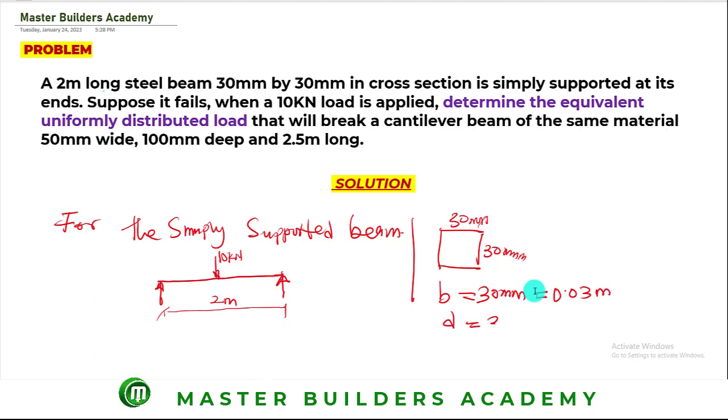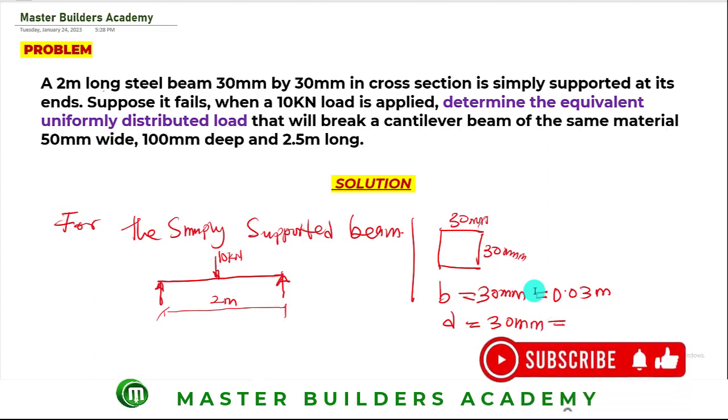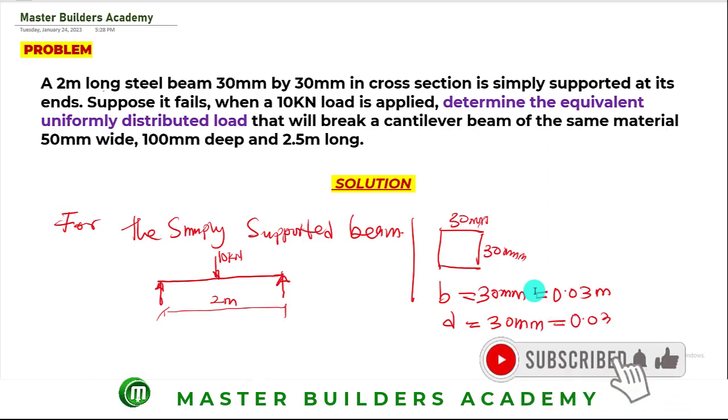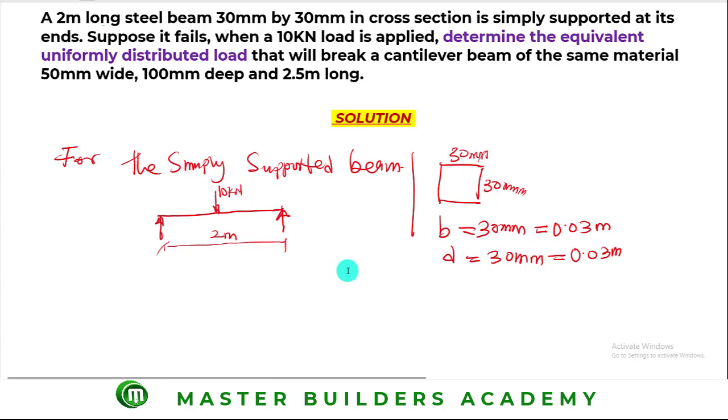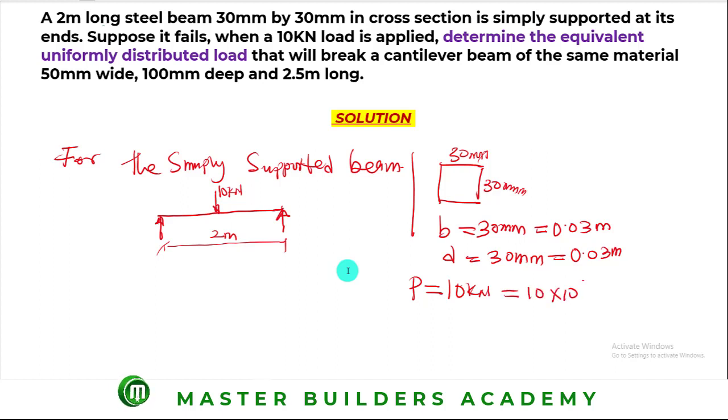Then the depth is equally 30 millimeters. If we do the same thing, we divide by 1000, we have 0.03 meters. So the parameters for us to be able to get the area of this section or whatever geometric properties of this section are already in place. Are you there? From the question we're given that the point load is 10 kilonewton, and to solve with this, we have 10 times 10 raised to the power of 3 Newton. Remember that kilo means 10 raised to the power of 3. So we just remove the kilo.